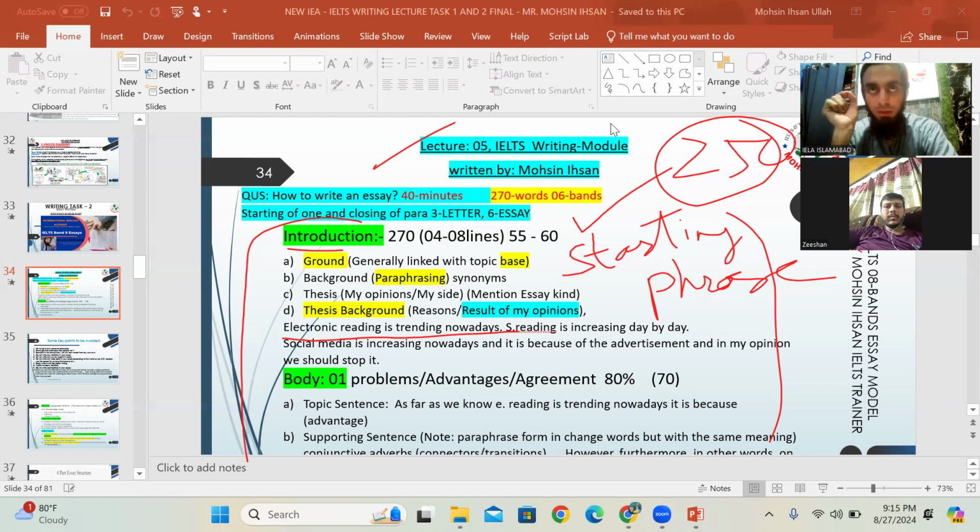What does it mean? You should start with a phrase like this: owing to this technological era, in this modern era, owing to the 21st century. Whatever topic is given to you, make a starting phrase for it on the spot.